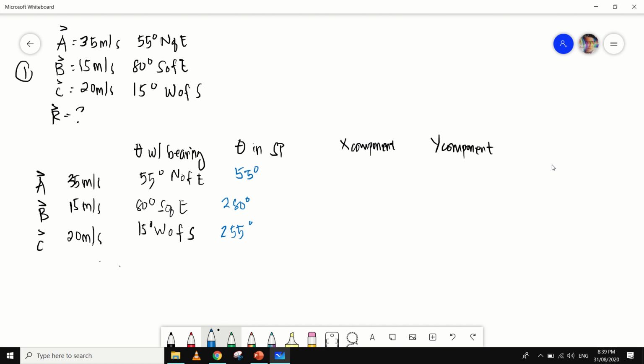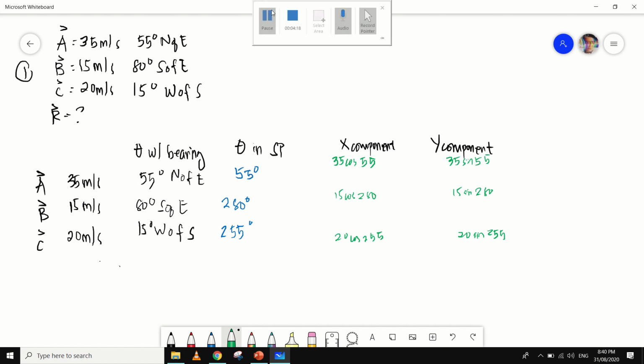Now, let's proceed to solving for the x and y components. Let's use this green pen for the x component. Same here, you have 35 cosine 55 using our standard position, 35 sine 55 for our y, 15 cosine 280, 15 sine 280. What else? You have 20 cosine 255 and then 20 sine 255. My handwriting is not very good, but please bear with it.